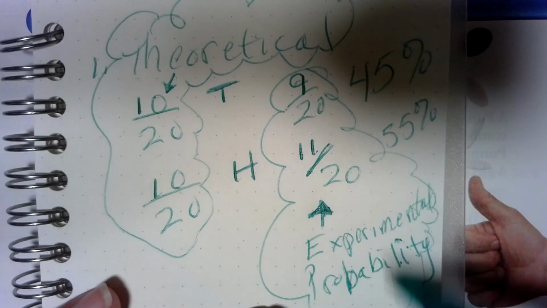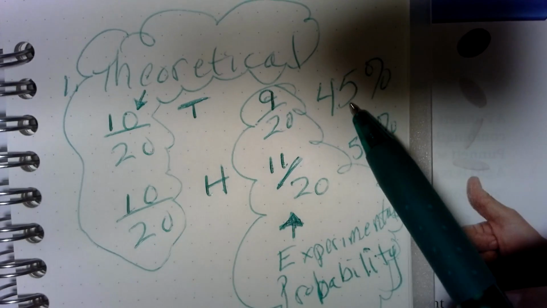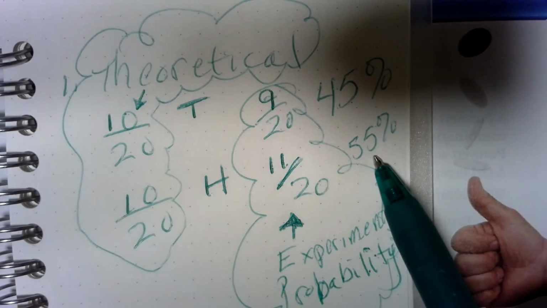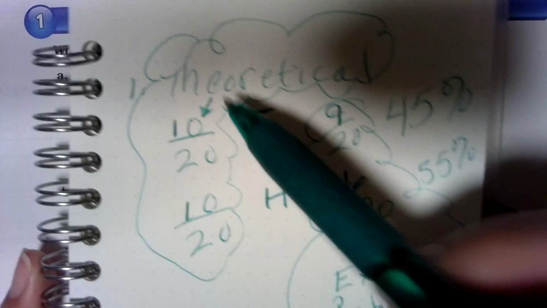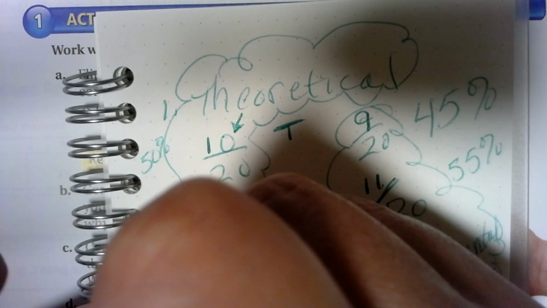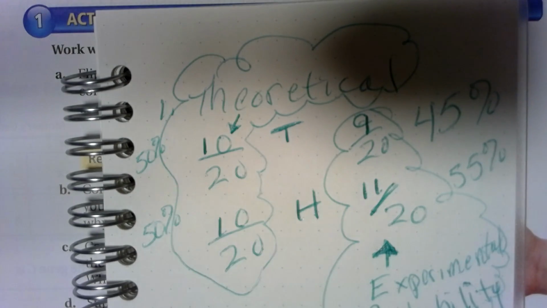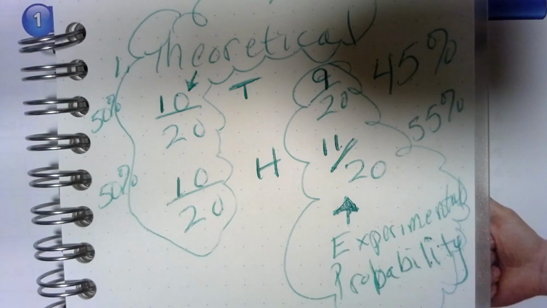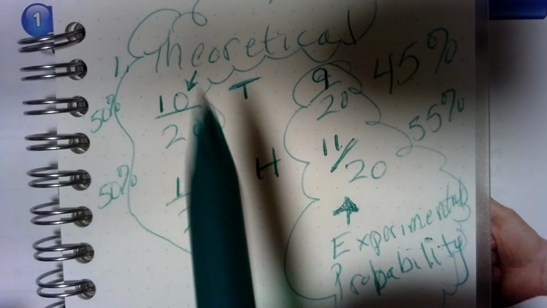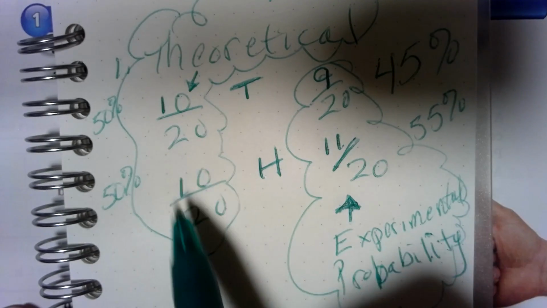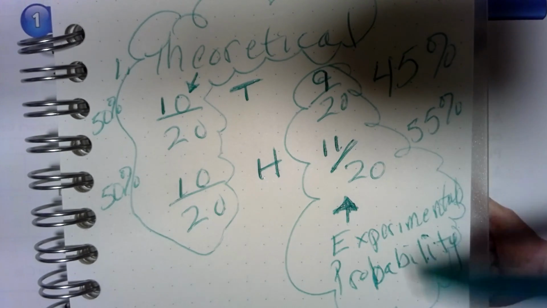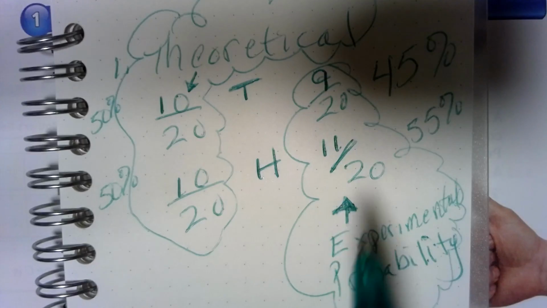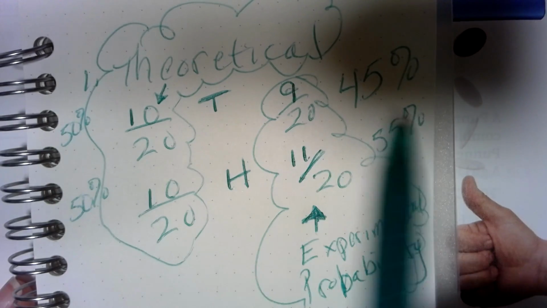So in my experiment, 45% of the time I flipped a tails and 55% of the time I flipped a heads. And it's very close to my theoretical, which should be 50% of the time you would flip a tails and 50% of the time you would flip heads. So the big idea for section 10.3 is we're looking at theoretical probability, which is what should occur given what we have, and then the experiment, once you do it, what did you actually get? And most of the time it's very close.